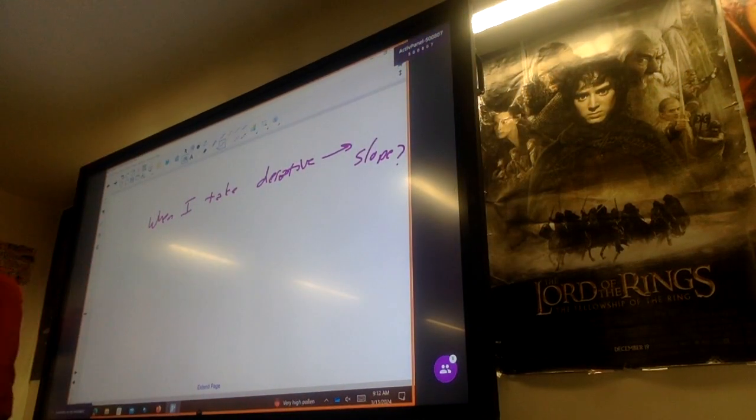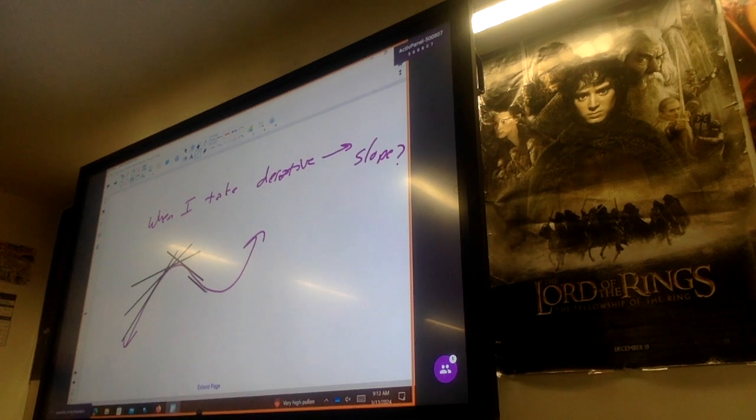So, basically, when you find the derivative, if you had something that looked like this, you have an infinite amount of points. So theoretically, there's an infinite amount of tangent lines that would go along this curve. Okay, so I don't know what the slope is until I do what?